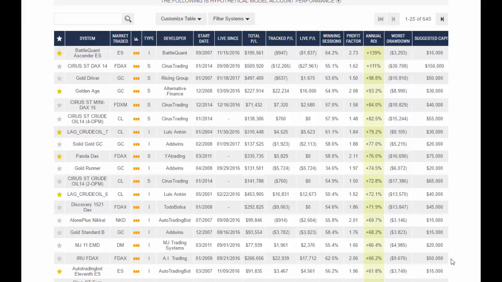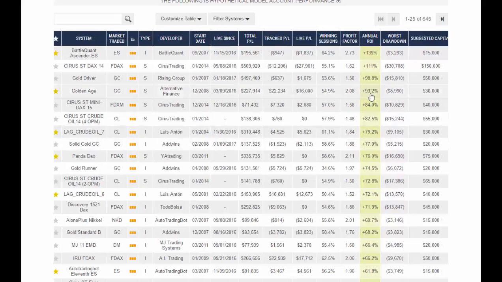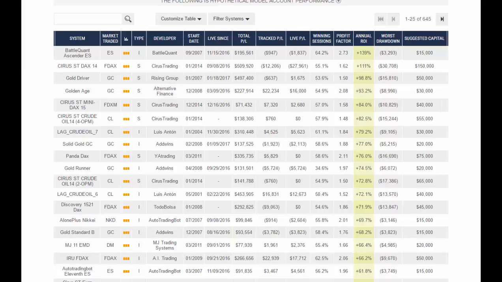Let's take a look at the fourth system on our list. It states an annual ROI of about 93.2%, where drawdown is negative $8,990. But let's take a look at the live P&L and the tracked P&L. You'll notice that the tracked P&L is positive and the live P&L is also positive. So might this last system be a system that shows some promise? Might it be something that would be worthy of investment? It really depends on the individual investor or trader.